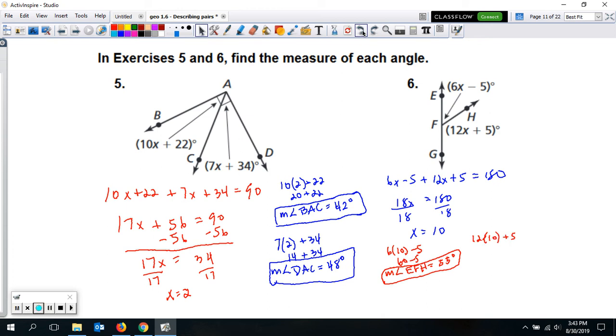So 12 times 10 is 120. So that's 125 when we add the 5 in there. So the measure of angle GFH is 125 degrees. They do add up to 180.